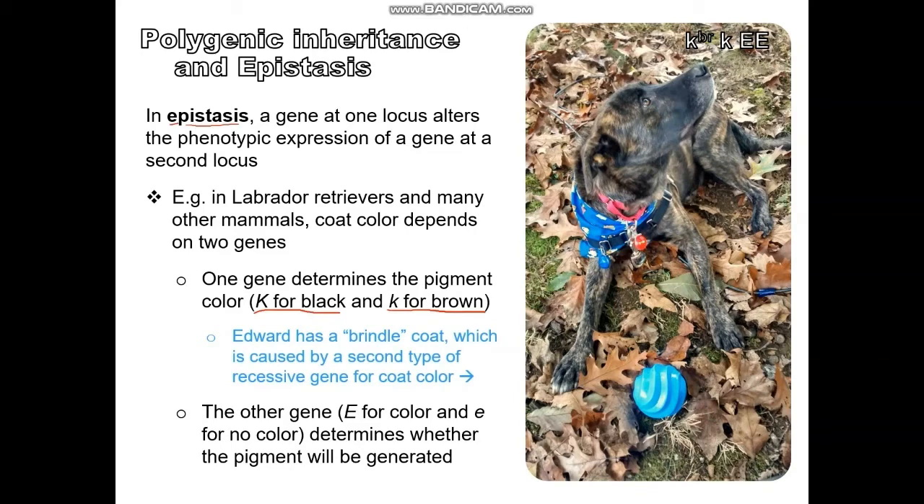Now, even that is a simplification. So, for example, my dog Edward here has a brindle coat, which actually turns out to be represented by another kind of recessive gene for coat color at this same locus. So he has two recessive genes for brindle. The other gene that is affected here, we give the letter designation E, and that determines whether or not that color will actually be produced and show up. So what kind of color might be represented is at the K locus, but whether or not we actually get the color is at the E locus here.